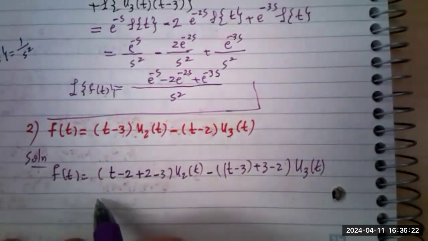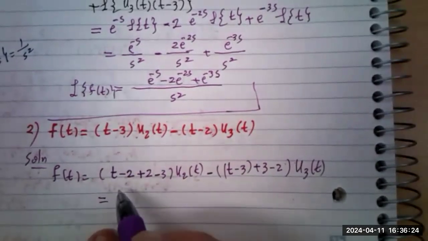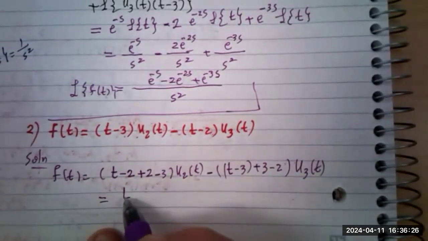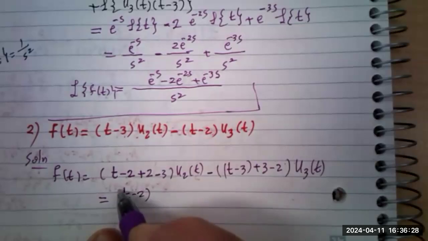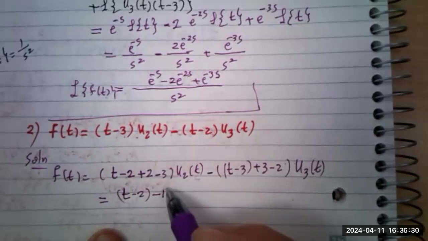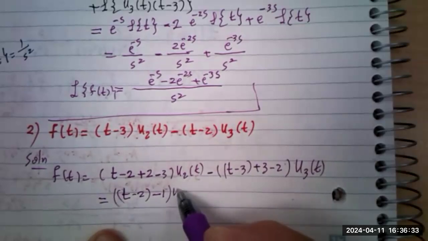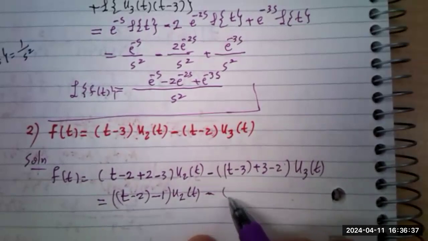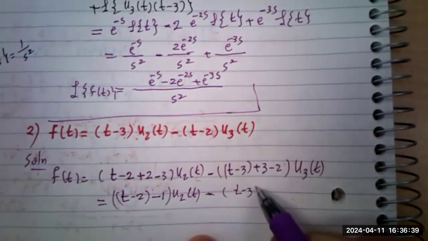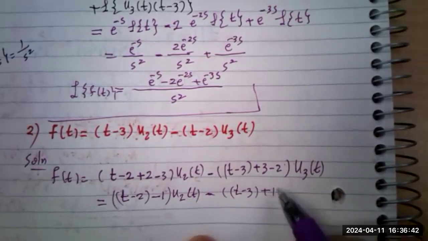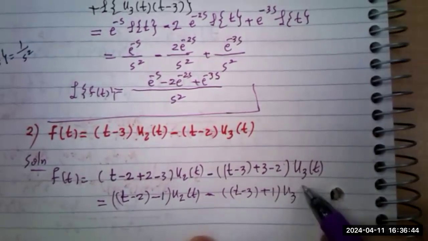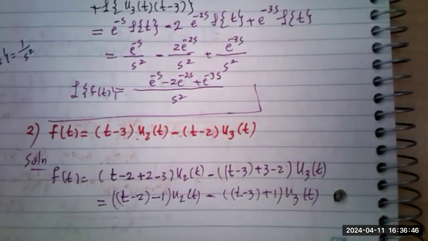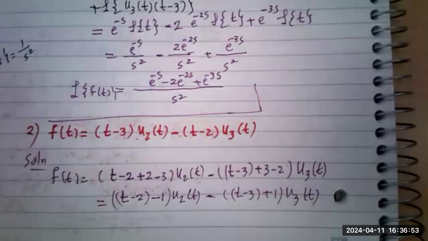So what do you have? So I'm going to have, this is it. I'm going to have (t − 2) − 1, u2(t). Then this one is what? This one is (t − 3) + 1, u3(t). You see that gives me a better idea of what the function f(t) is going to be to be able to do it.